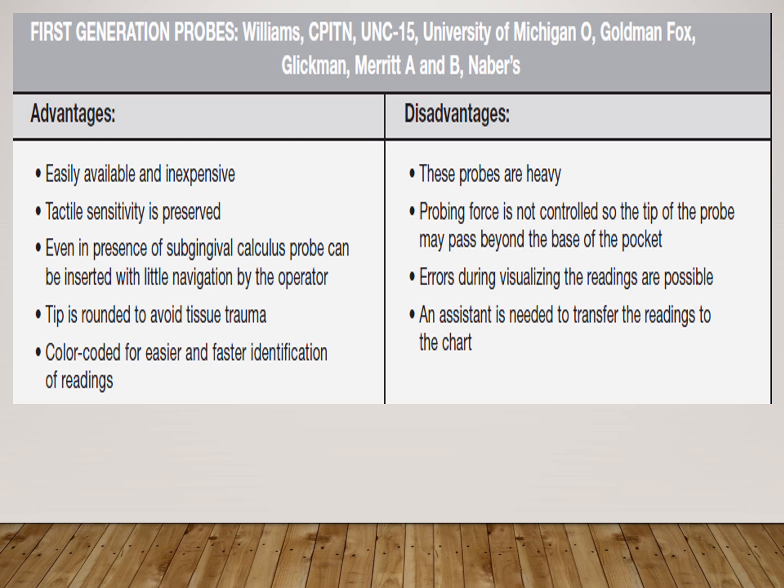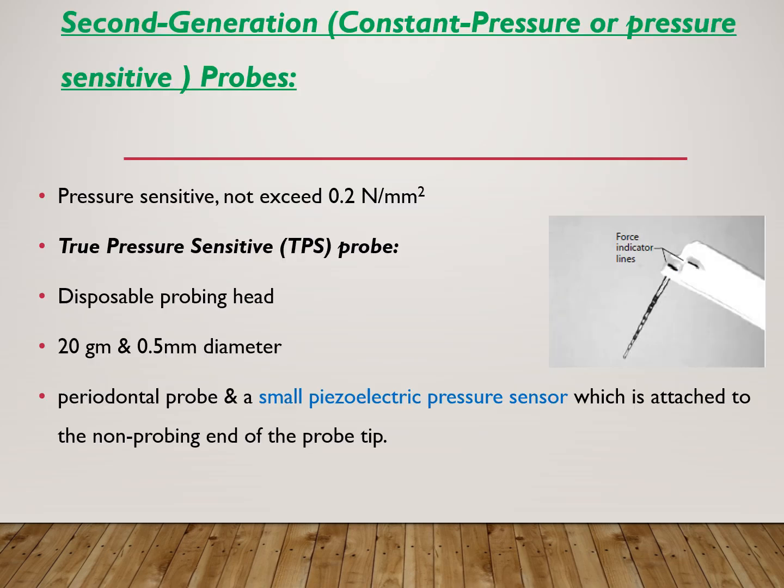They are heavy. And the most important disadvantage is the probing force is not controlled. So tip of the probe may pass beyond the base of the pocket. So there could be errors during visualization of the readings, and also assistance is required to transfer the data to the chart. To overcome these limitations, the second generation probes were made.